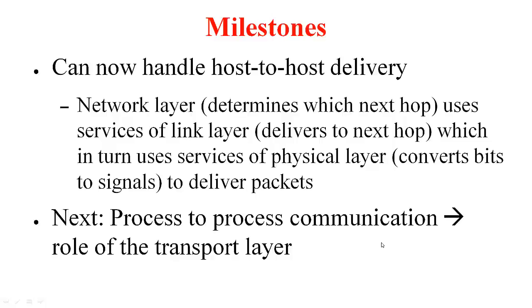Basically, what happens is that the network layer determines which next hop to take along the path, and then it uses the services of the link layer to actually deliver the packet to the next hop, which in turn takes the services of the physical layer to convert the bits to signals to deliver the packet. But host-to-host delivery alone is not enough, because applications run as processes and a given host can have many processes, and we need to provide a method for process-to-process communication. So this is the role of the transport layer.